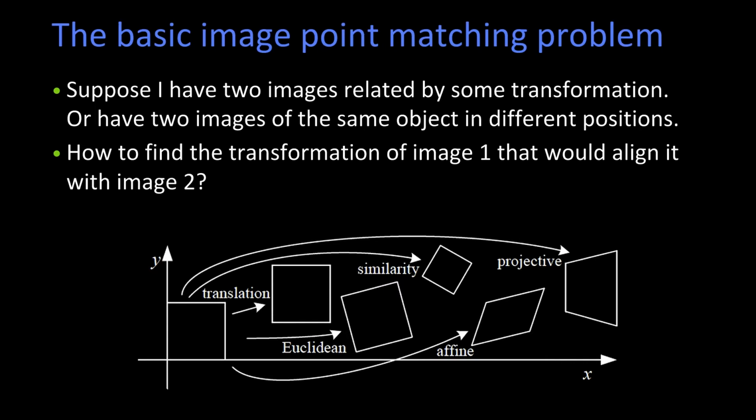We talked about that there were different ways of transforming images one to another. And so I might have two images that are related by some transformation. And we talked about how if I know the transformation, I know it'll go from one image to the next. But suppose I have two images, and I'd like to figure out the transformation that takes image 1 to image 2. How would I go about doing that? Well, to do this, I need matching or corresponding points.